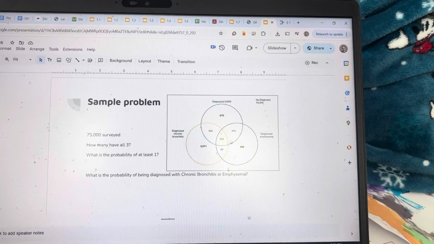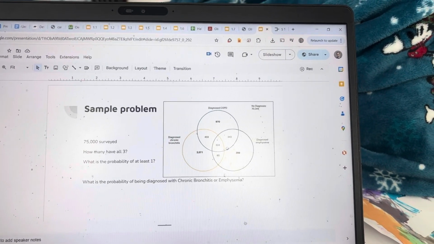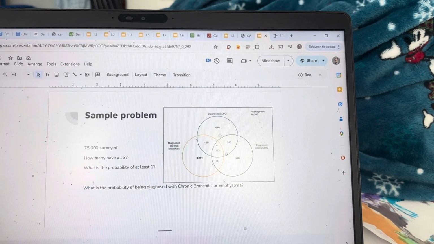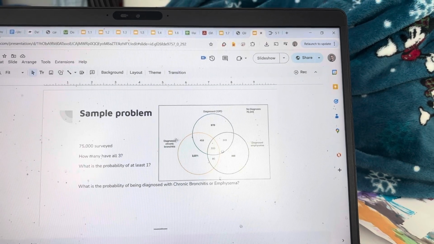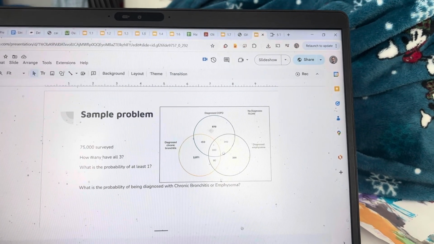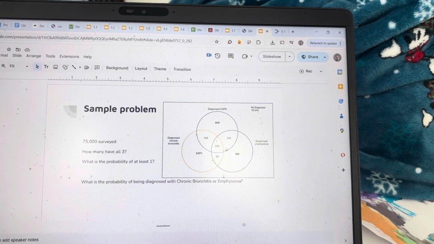What's the probability of being diagnosed with chronic bronchitis or emphysema? That's everybody in this green circle right here and the ones in this yellow circle, but we're not counting these 970. Okay?